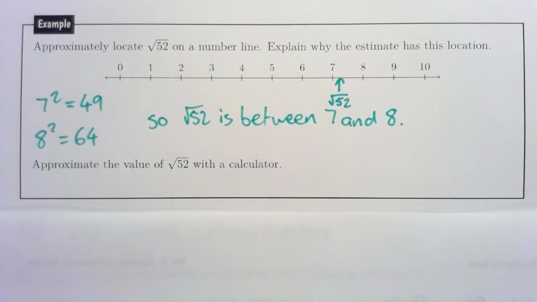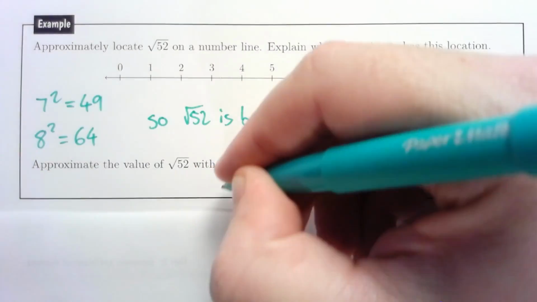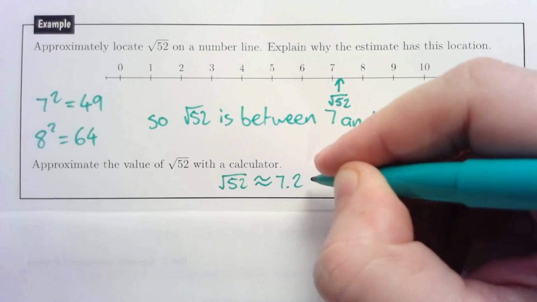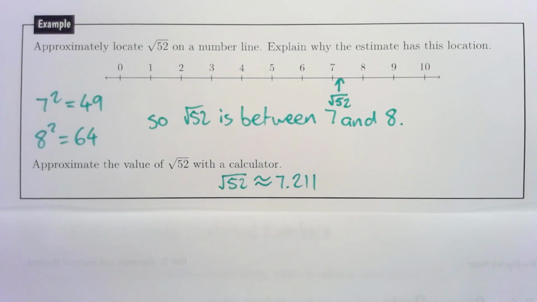Now if we want a more accurate estimation, rather than just somewhere between 7 and 8, we should probably use a calculator. The square root of 52 is approximately 7.211. Make sure you know how to enter square roots on your calculator, because every model of calculator may represent them slightly differently.